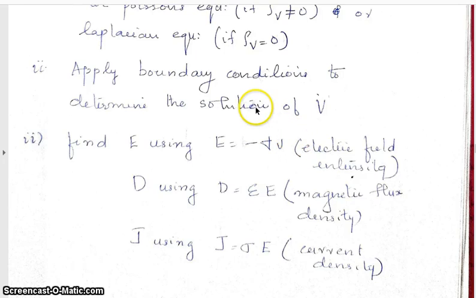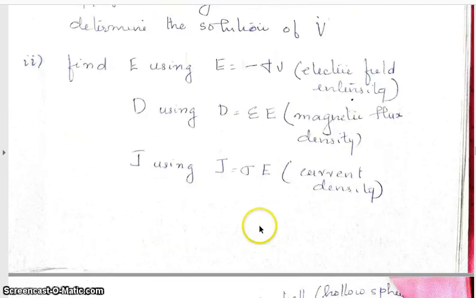Once you find V, you can find E. What is E? E is equal to minus del V. Similarly, if you know E, you can find D. D is equal to epsilon E. D is electric flux density. Here there is a slight mistake. It is not magnetic flux density, it is electric flux density. Please correct it. Then the current density can also be found using the formula J is equal to sigma E.